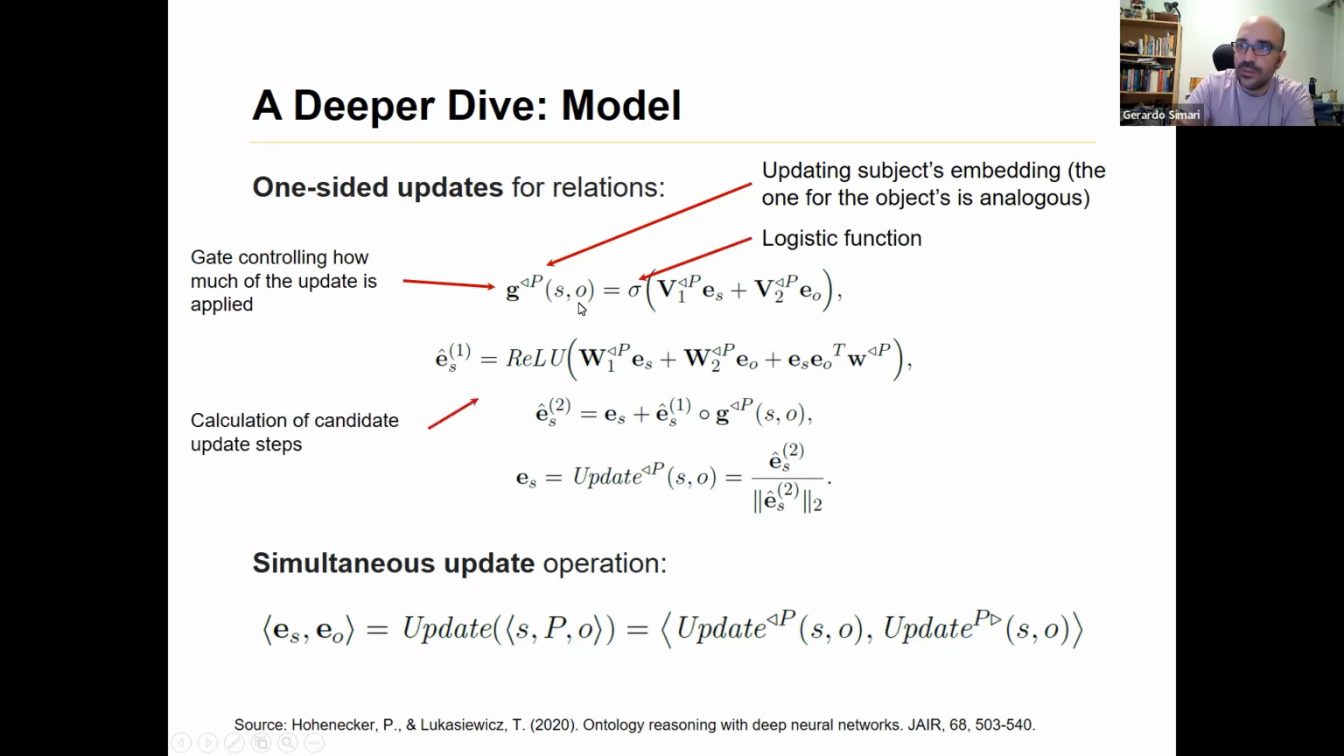Sigma is just a logistic function, and here is where the calculation of the candidate update steps are carried out. And all of these are the model parameters, right? And then we have a simultaneous update operation where we update based on this triple, and we do both sides of the update. This is for the one-sided updates for relation. So for relation, one-sided and then the simultaneous update.